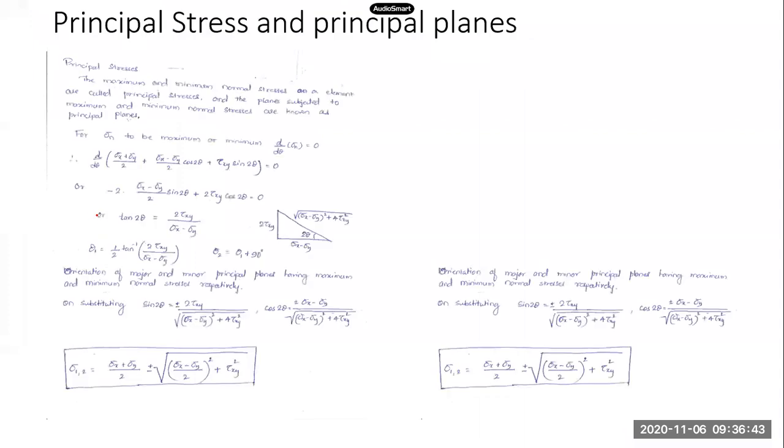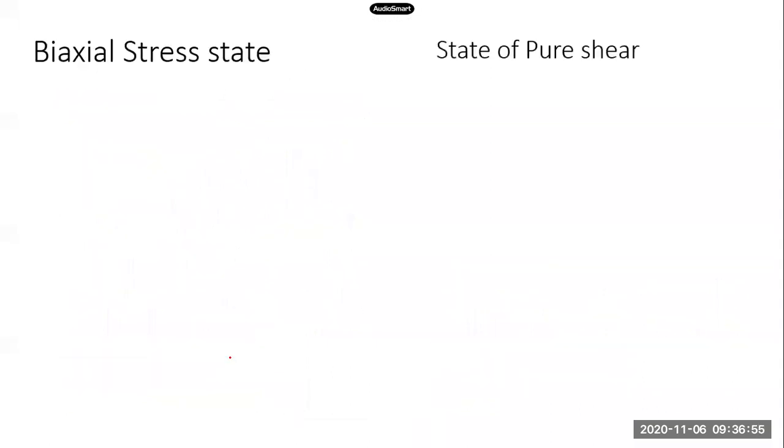Here the sign is plus, so please correct that. Please calculate on your own. I have given you the data over here. The expression is here for the maximum normal stresses, the major and minor principal stress. Take this expression and substitute for sigma x, sigma y, and tau xy from this problem. Just check and tell me what will be the value of the major principal stress sigma 1 and the minor principal stress sigma 2.